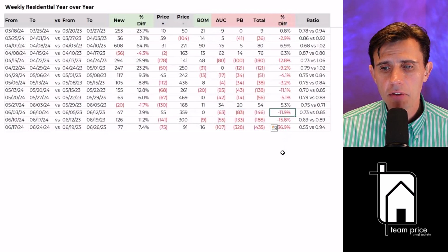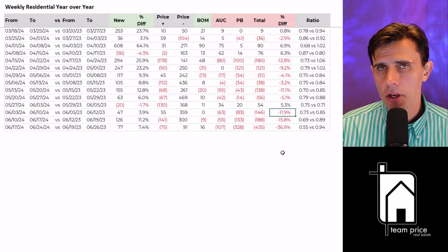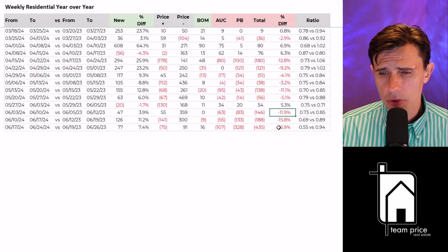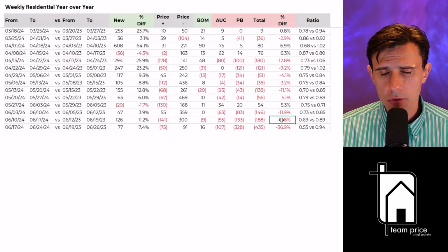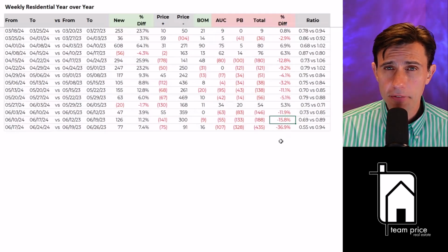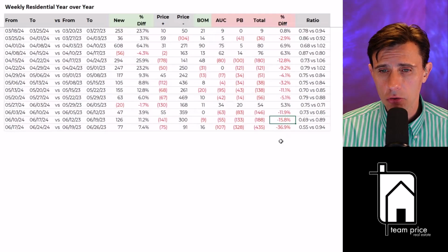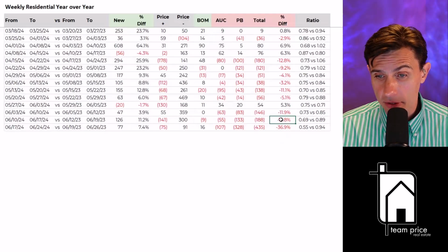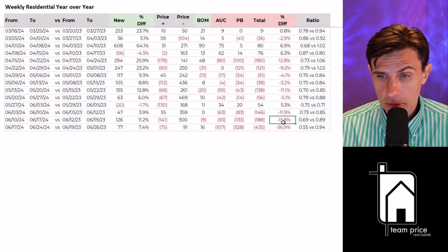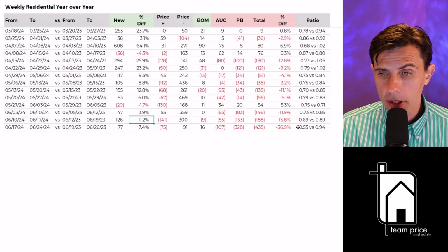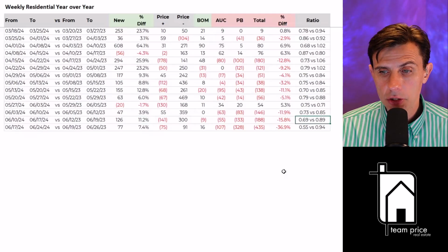We've got an 11.9% drop on the number of properties that went pending from June 3rd through June 10th. And then the following week, June 10th through June 17th, we've got a 15.9% drop on the number of properties that went pending. Look at the difference. I mean, we've got a drop of 15.8 and an increase of 11.2 new on the market. That's what's going to give you that ratio.